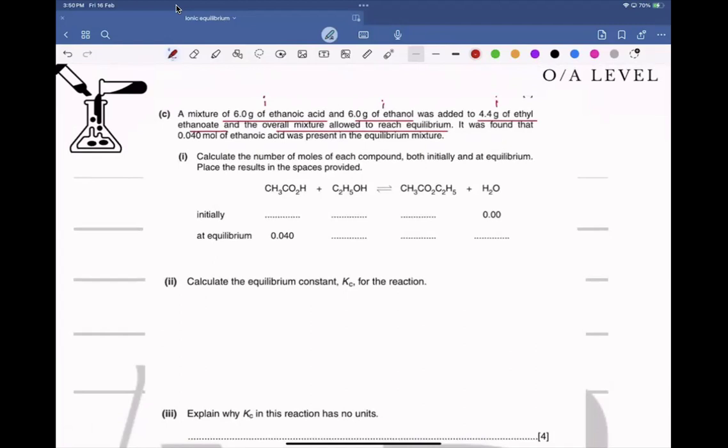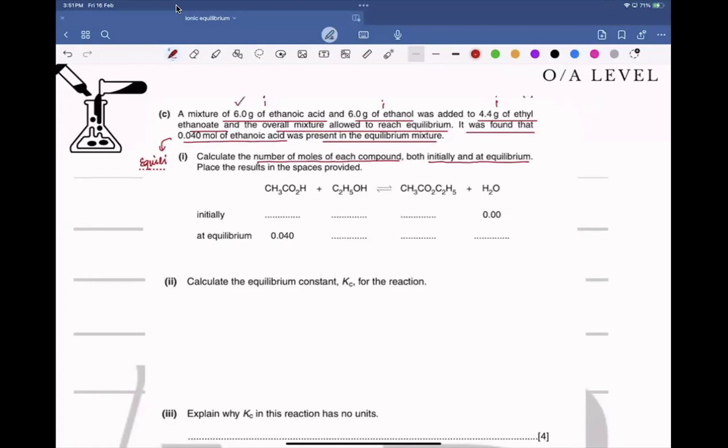Okay. Now, it was found that 0.04 mole of ethanoic acid was present in the equilibrium mixture. So it means these are the moles which are at equilibrium. Is this clear? Yes, sir. Okay. Now you have to calculate the number of moles of each compound, both initially and at equilibrium.